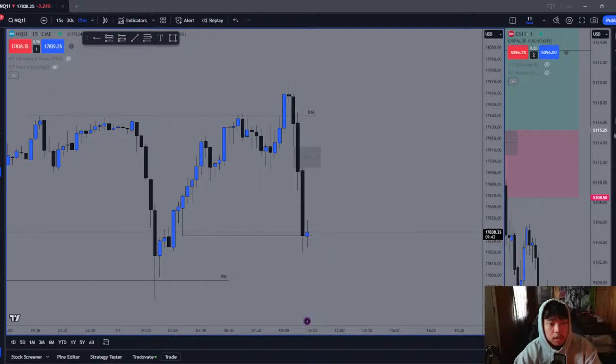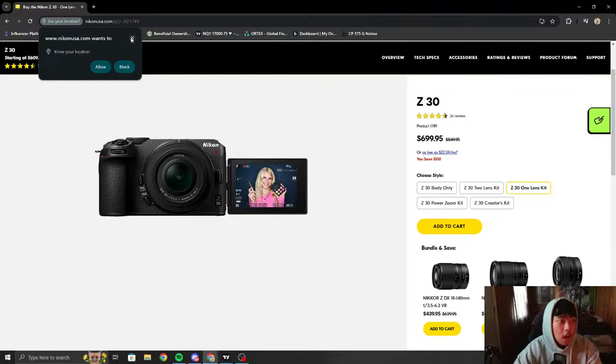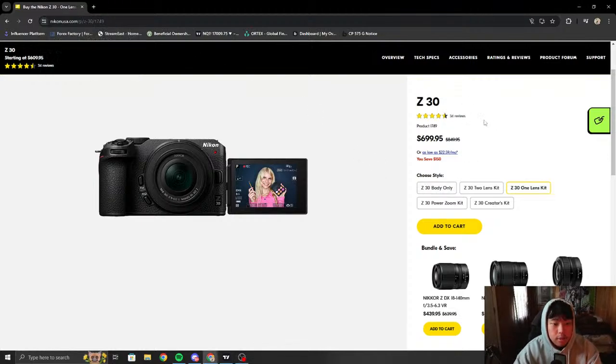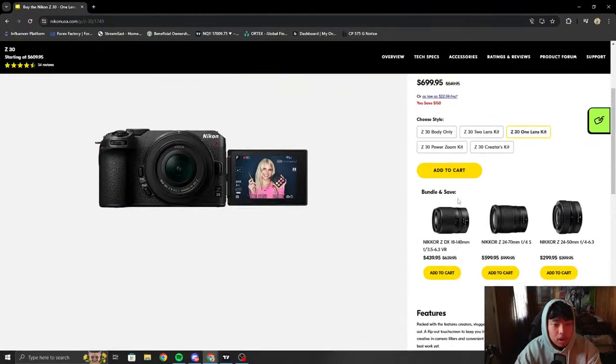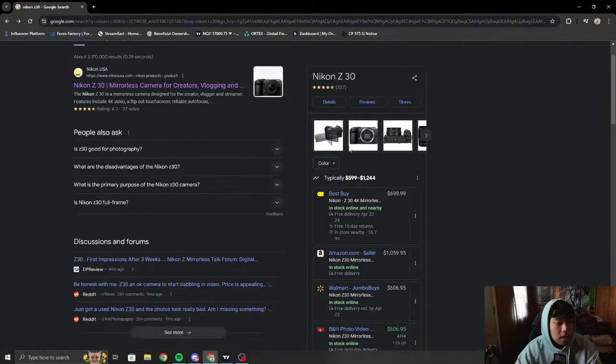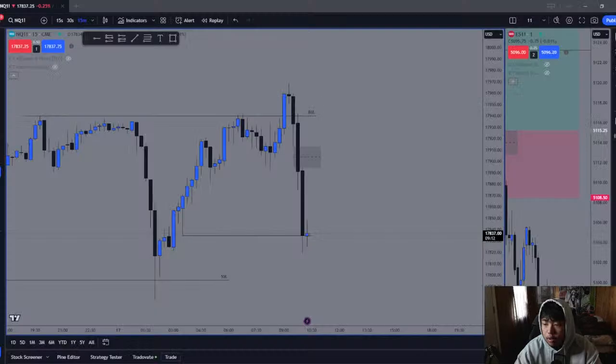I think I only got one lens kit. Bro, what? This camera dropped a lot. Oh wait, wrong display source. This is the camera that I got. It's a Nikon Z30. I bought it when it was about 800 bucks. Now it's dropped almost 200 bucks. I want to get a better one, bro. I just want to get a way better one. I don't know.